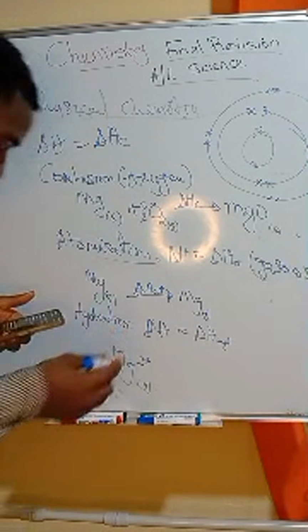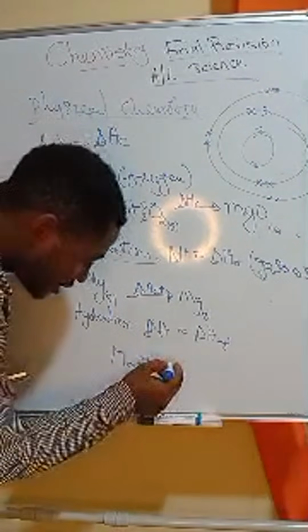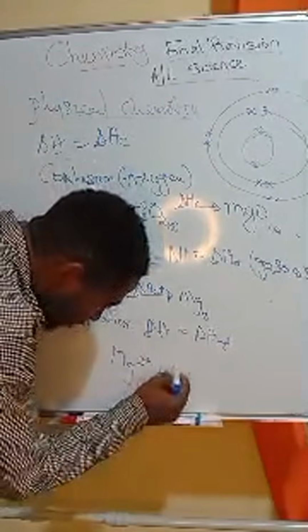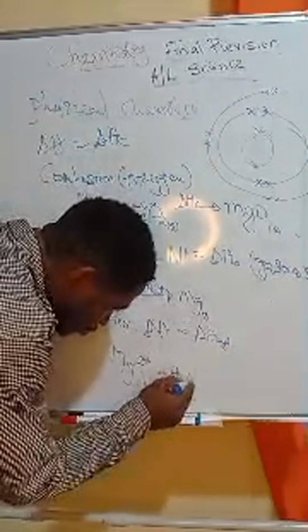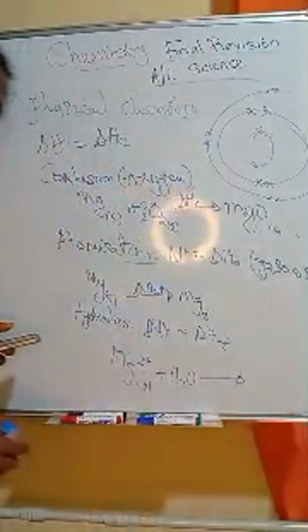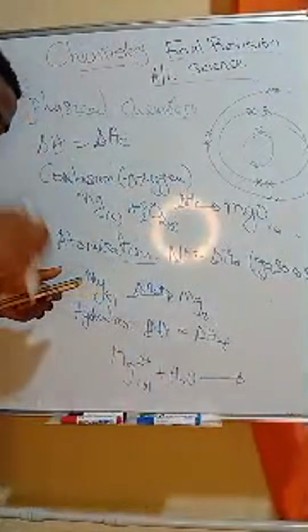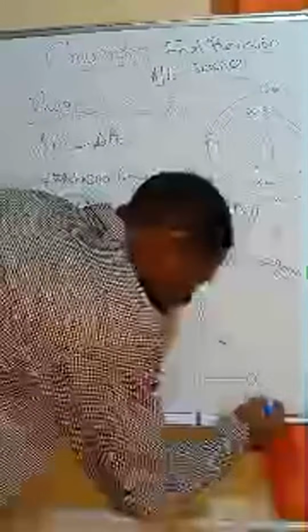So I'm adding an aqueous solution to magnesium, and that aqueous solution, like I said, could be water. So I can put H plus O, I put H2O, let's just put water now, and I'm going to still have what? Magnesium in a gaseous state plus water.